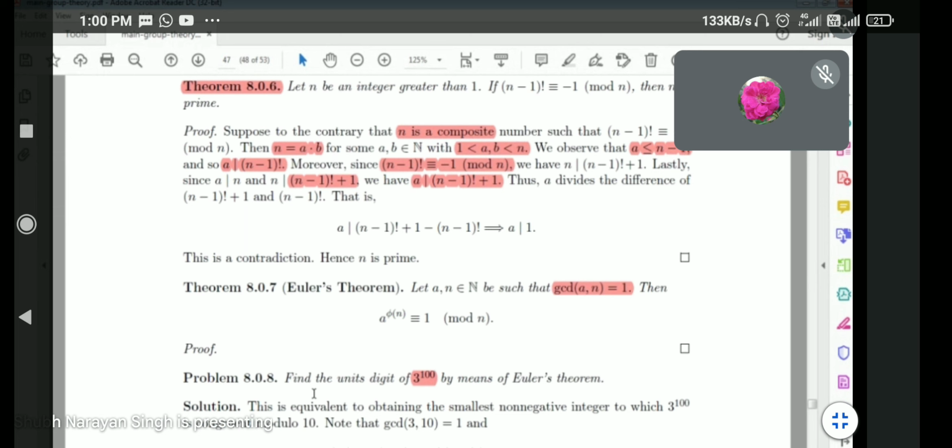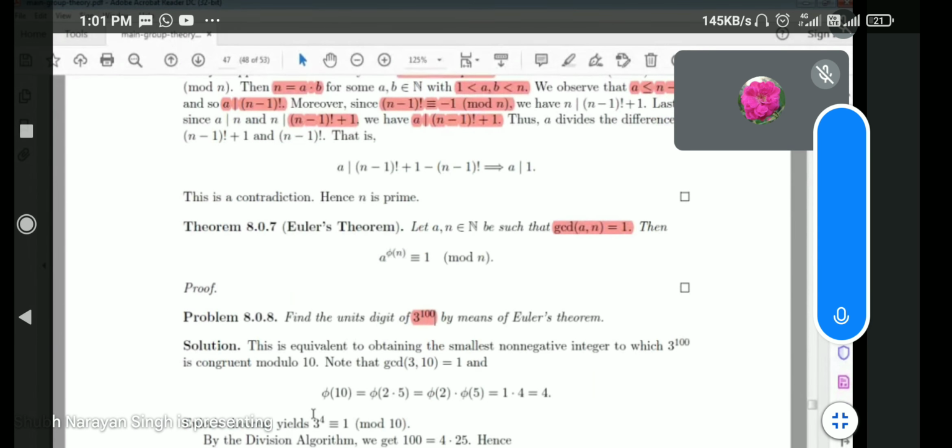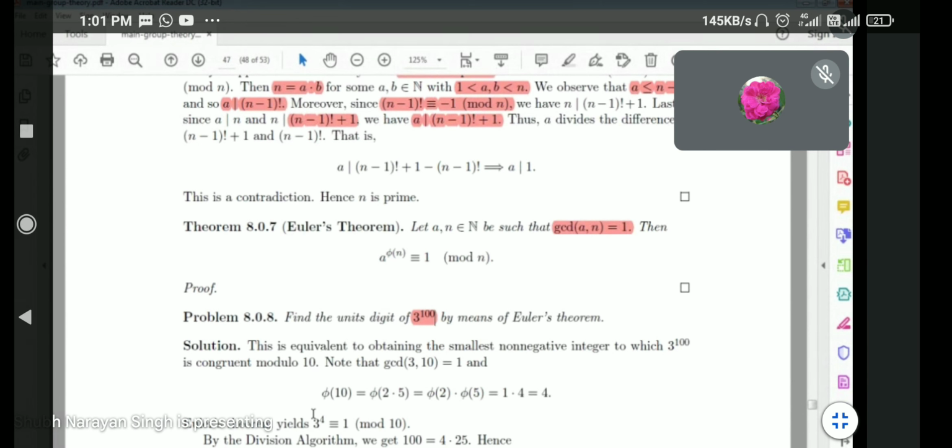Same thing you are going to do, giving the answer using Euler's theorem. This result is equivalent to obtaining the smallest non-negative integer to which 3 power 100 is congruent modulo 10. The question is that you have to find 3 power 100 modulo 10.